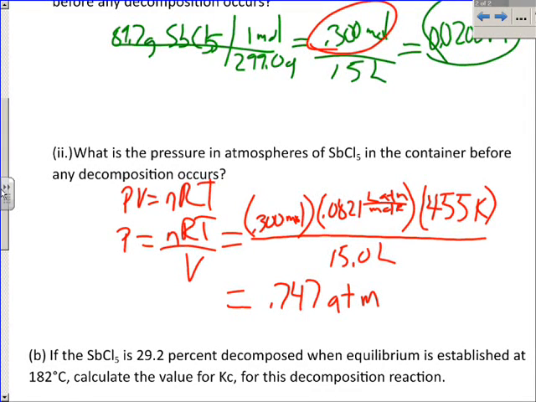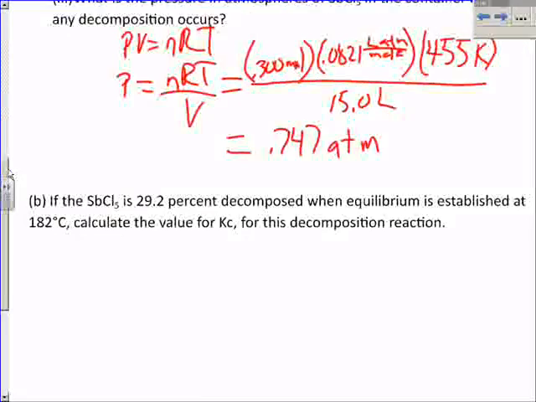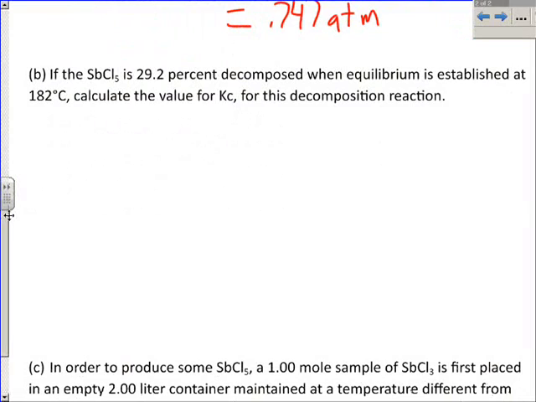So now I know what my molarity is at the beginning, and I know what my pressure is. So no matter which way I go, a Kc or a Kp problem, I've got my molarity and my atmospheres of pressure to handle that. So notice right away in the next problem it says, if the SbCl5 is 29.2% decomposed, so now the reaction has progressed, and when I reach equilibrium, 29.2% of my substance has decomposed. Calculate the value for Kc. So this sounds like I'm going to be doing an ICE table.